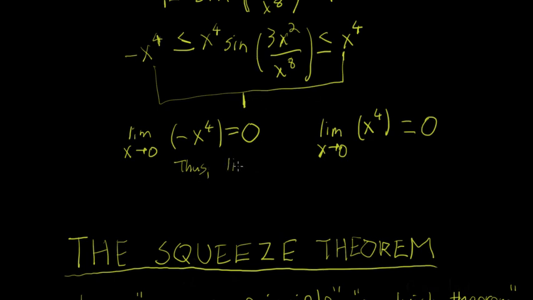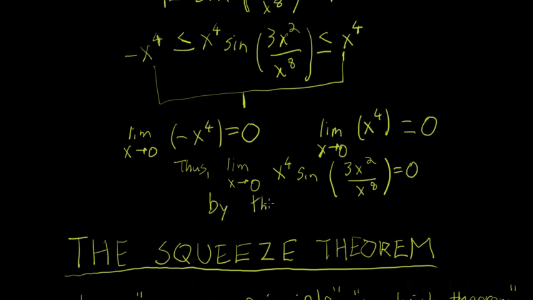Thus, the limit as x tends to 0 of x to the fourth sine of 3x squared divided by x to the 8th equals 0 by the squeeze theorem. I'll just abbreviate theorem with THM.